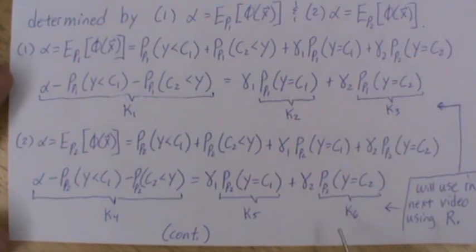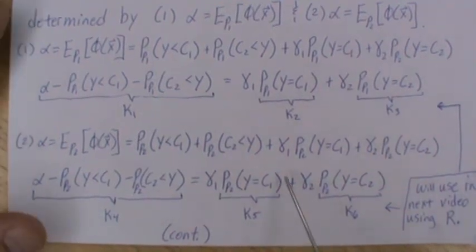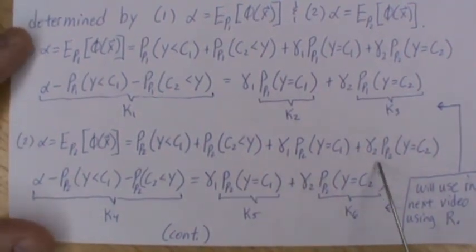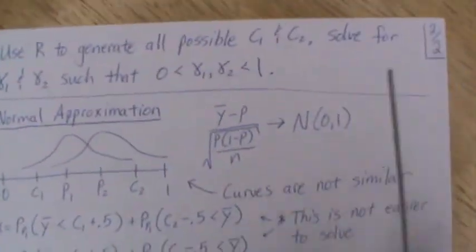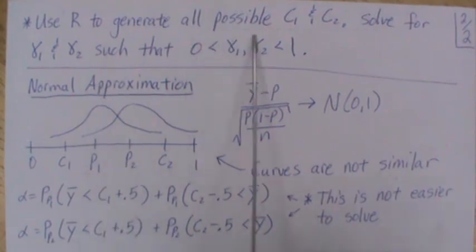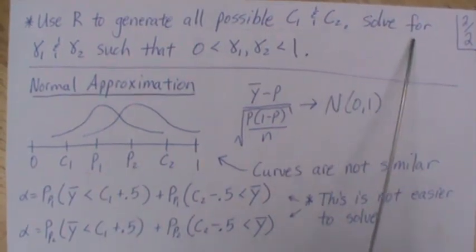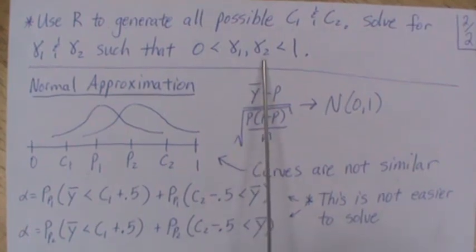And then using R, once you have that matrix of possible C1 and C2s, then it's just instant. Because when you back solve for gamma 1 and gamma 2, it's part of a test function. So gamma 1 and gamma 2 have to be between 0 and 1. And there's only one equation that will work. It's a unique solution with probability 1. So to use R, we're going to generate all possible C1, C2s, solve for gamma 1 and gamma 2 such that they're between 0 and 1, and boom, we have our rejection region.